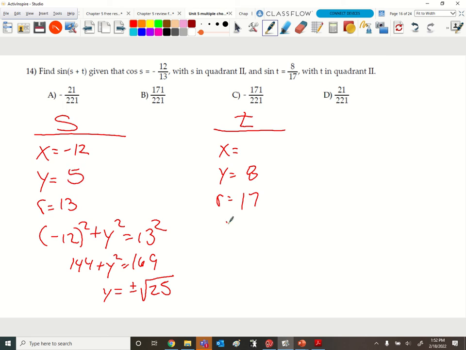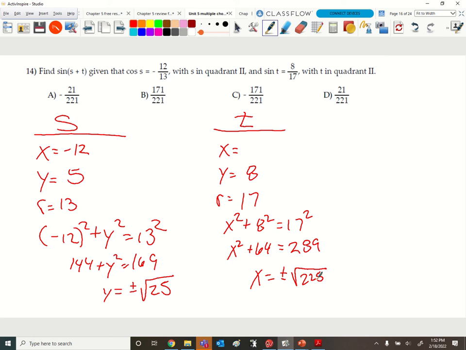So I have x squared plus 8 squared equals 17 squared. So x squared plus 64 equals 289? Yeah. So a little bit of math. x equals plus or minus the square root of 225. Yes.